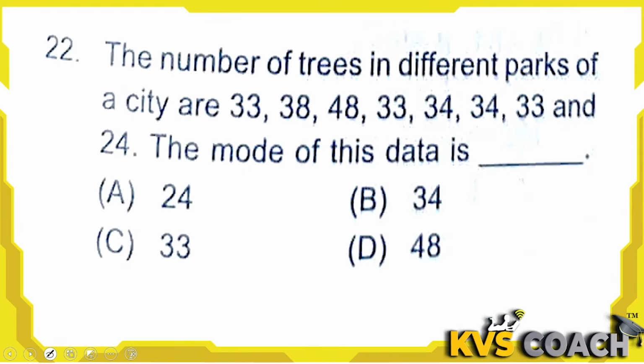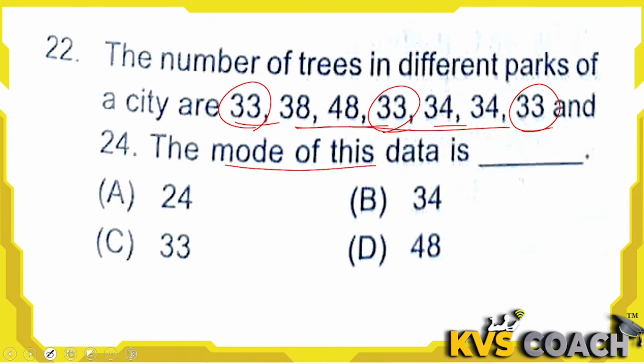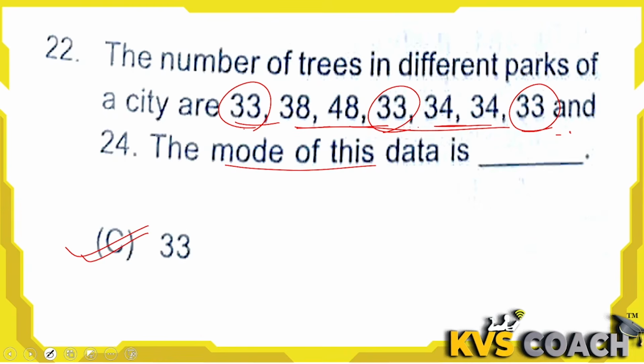Got it? Next question: the number of trees in different parks of a city are 33, 38, 48, 33, 34, 34, 33 and 24. What is the mode of the data? You know, the mode of the data is the number which comes the maximum number of times. Here 33, 33 and 33 comes 3 times but not the other numbers. 34 comes 2 times but the other numbers are single time. So 33 is the mode of the data because 33 comes 3 times, the maximum. So 33 is the right answer here.